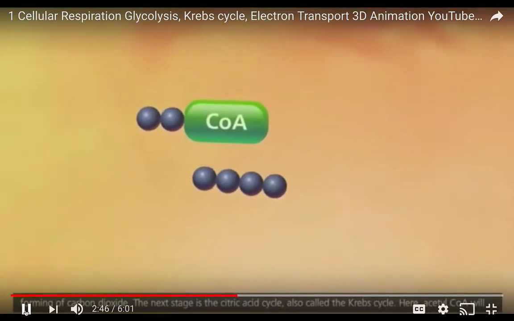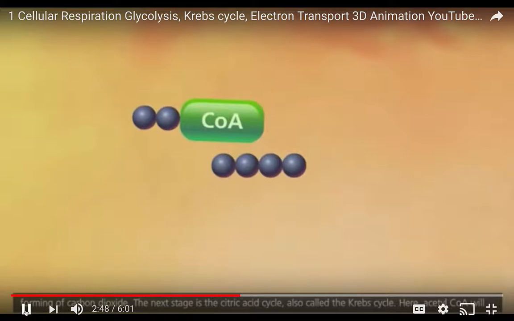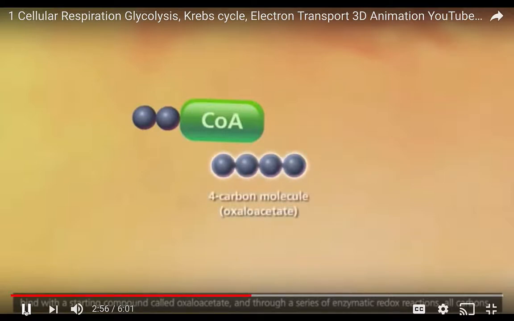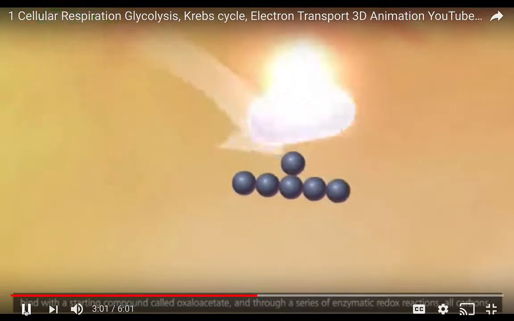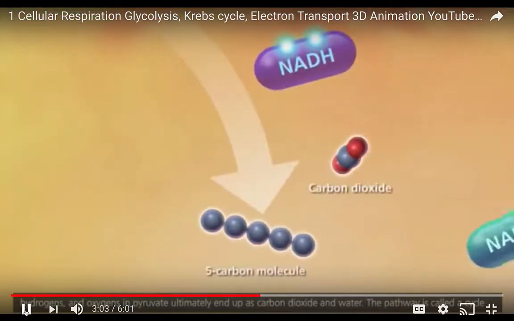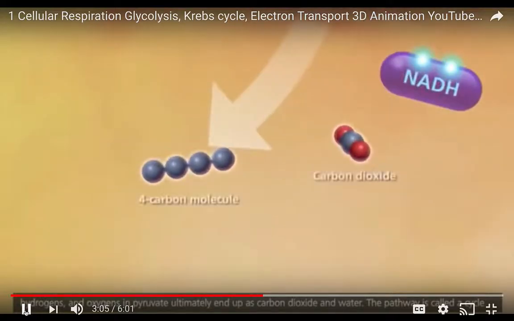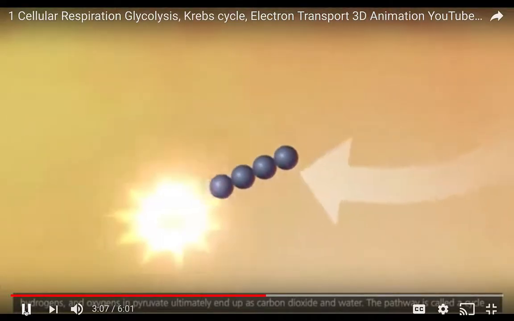The next stage is the citric acid cycle, also called the Krebs cycle. Here, acetyl-CoA will bind with a starting compound called oxaloacetate, and through a series of enzymatic redox reactions, all carbons, hydrogens, and oxygens in pyruvate ultimately end up as carbon dioxide and water.